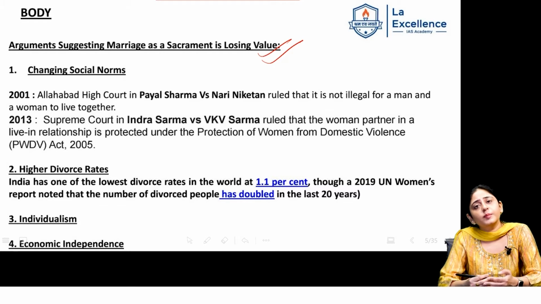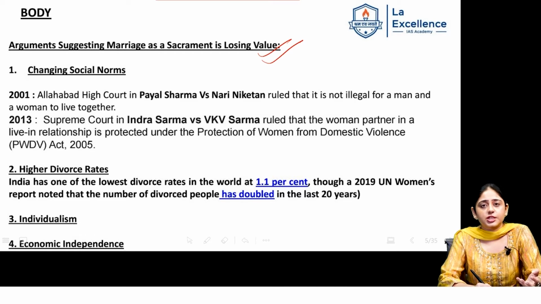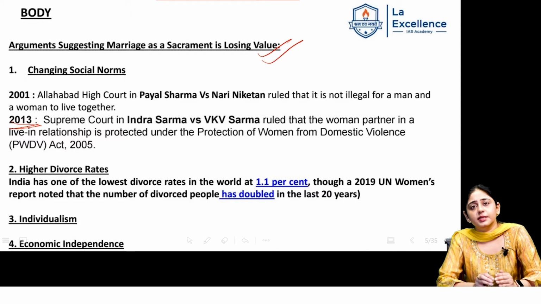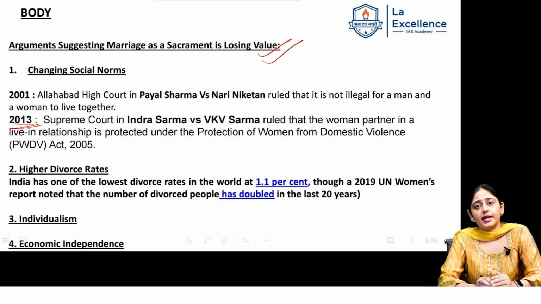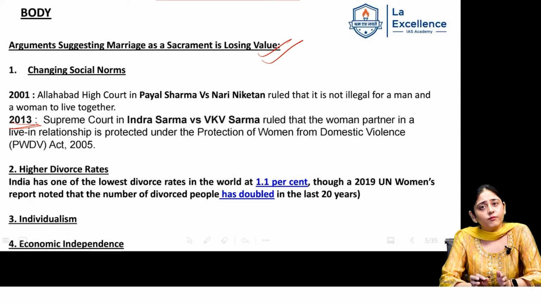So that social norm is changing, and it is being cushioned by certain Supreme Court judgments also. One very recent Supreme Court judgment in 2013 said that if there are two live-in partners, they will be covered under the Domestic Violence Act because they are staying together. So we want to preserve the dignity of the woman. Any kind of violence between two partners, even if they are not married, we will provide them protection. So again, that social norm is changing. The taboo is decreasing, that oh, two people are living together without marriage. When that norm changes, its value automatically goes down.